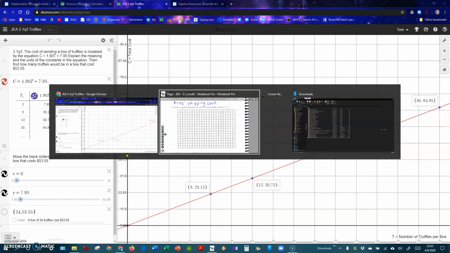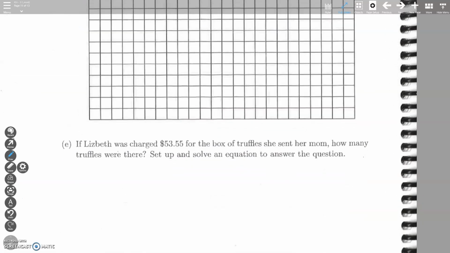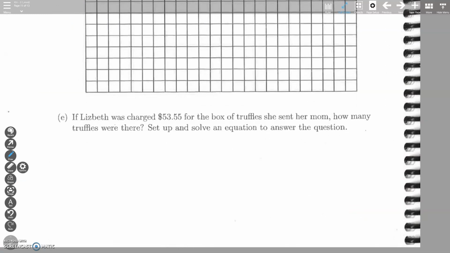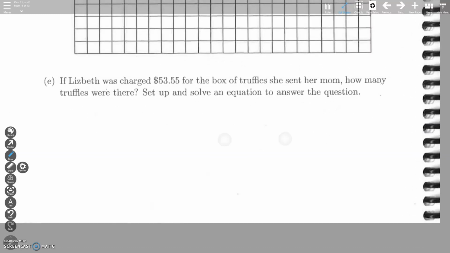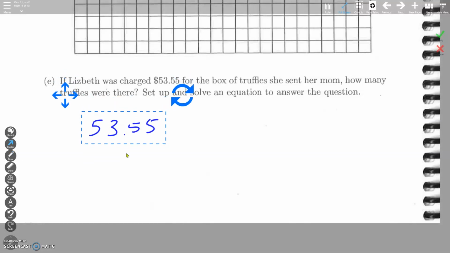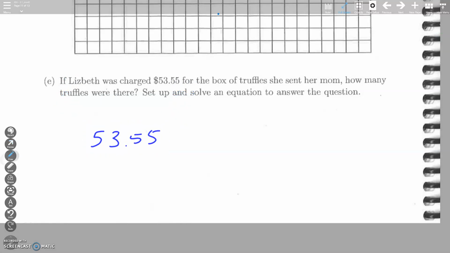All right, let's go back, and we do one more. Let's finish question E. If Elizabeth was charged $53.55 for the box of truffles she sent to her mom, how many truffles were there? Set up and solve an equation to answer the question. Well, this is going to be very similar now to the last question, question number 1. We know the total cost, $53.55, right? And we know that is the total cost that she had to pay. And we know that that is going to be the C in our equation.